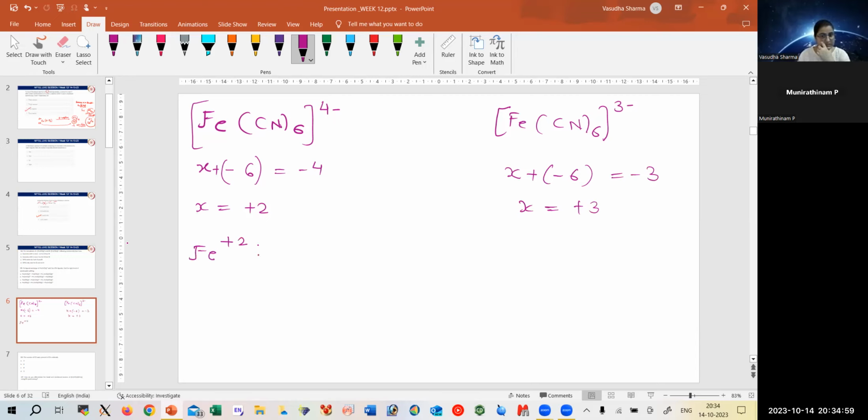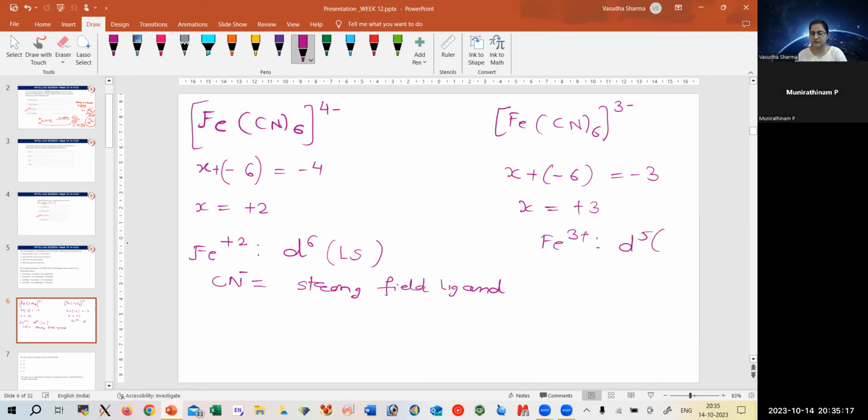Now it is d6. Is it low spin or high spin? It is low spin because CN is a strong field ligand. Similarly here, iron in plus 3 would be d5 low spin. Now, firstly, we are talking about the isomeric shift. The more the number of electrons, because the spin is the same, we will only be looking at the oxidation state.